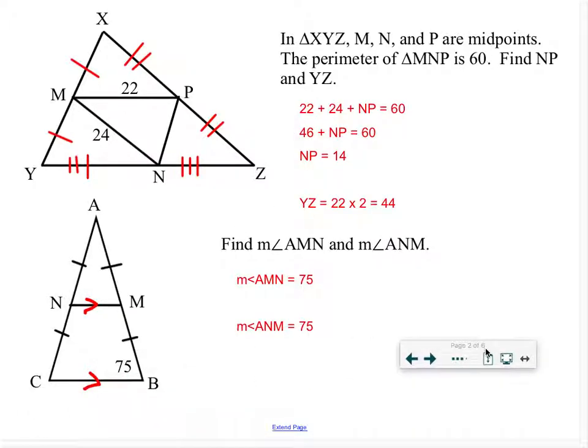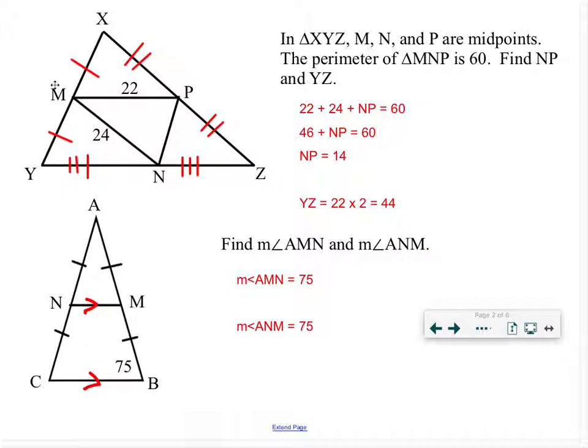So I have some problems here and examples. I'm going to talk through them and I have my work shown. So in the first one it says in triangle XYZ, M, N, and P are midpoints. As soon as I read that sentence, I stopped reading and I went and marked my diagram accordingly. So M is the midpoint, so I marked that.